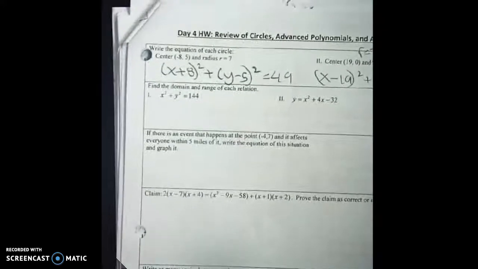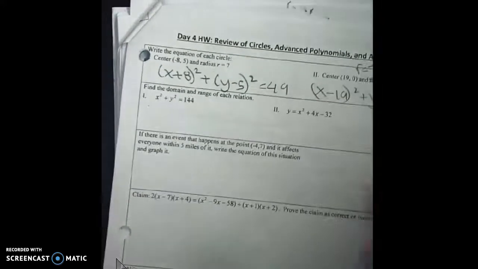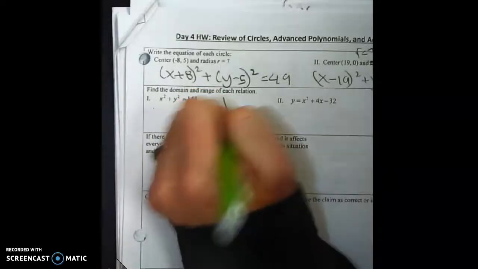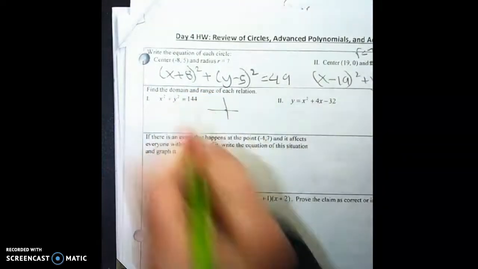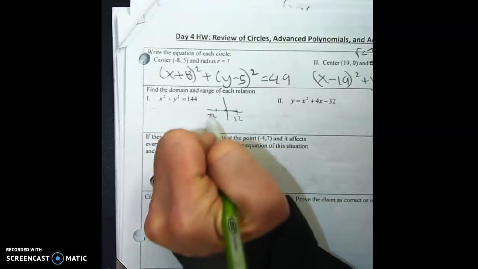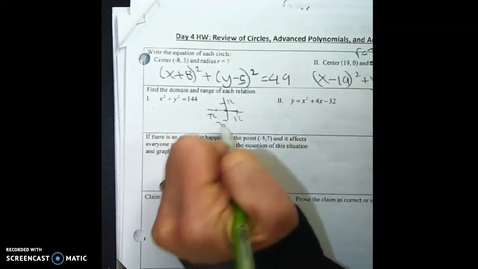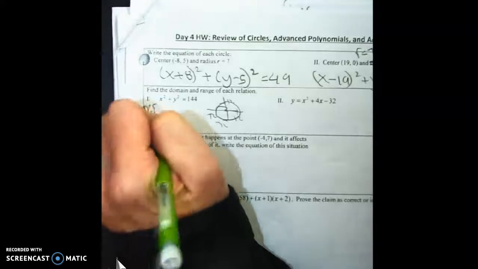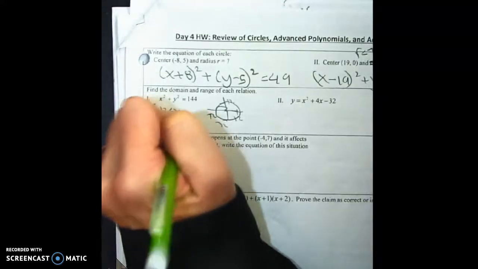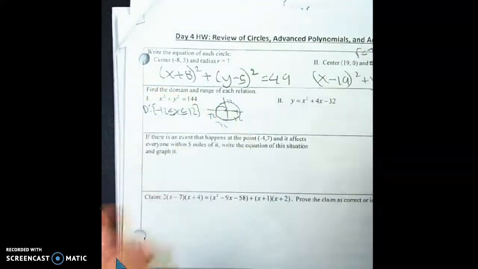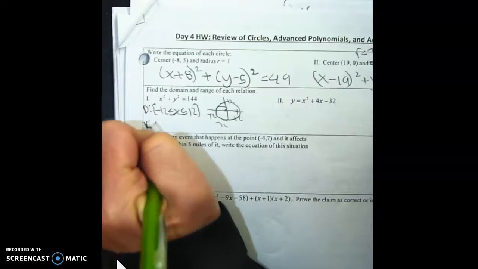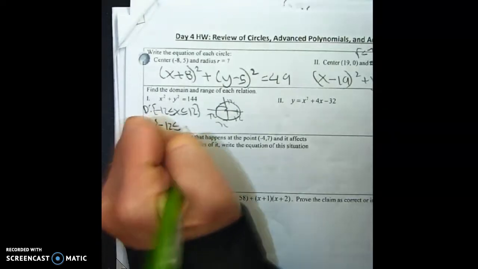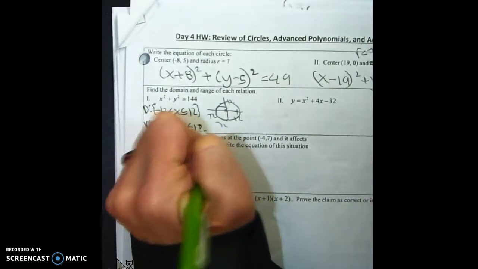All right, they want the domain and range of each circle. So let's think about it. If I had you graph this, this would be the center 0, 0. And then it would be 12, negative 12, 12, negative 12. So there's my sad little circle. But that means the domain is negative 12 less than x, which is less than 12. The range is negative 12 is less than or equal to y, which is less than or equal to 12.